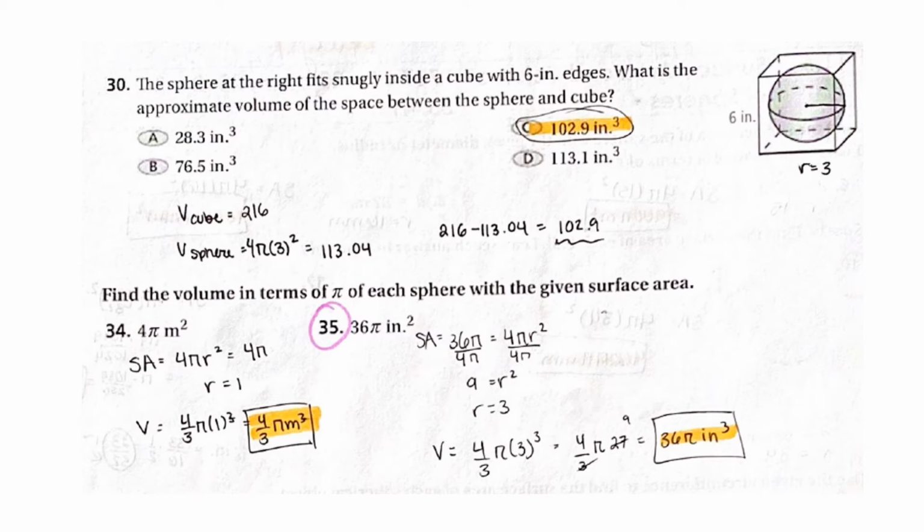So in order to find that extra space surrounding the sphere, I started with the cube and subtracted the sphere, and I got around 102.9 when I rounded, inches cubed. So I chose option C there.